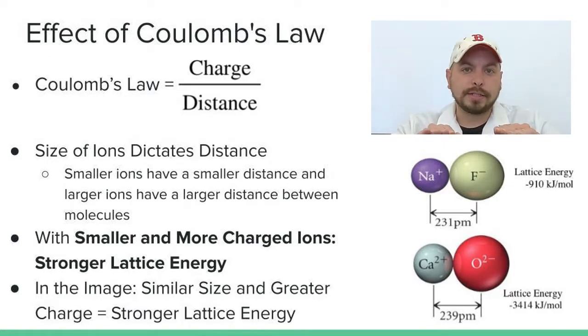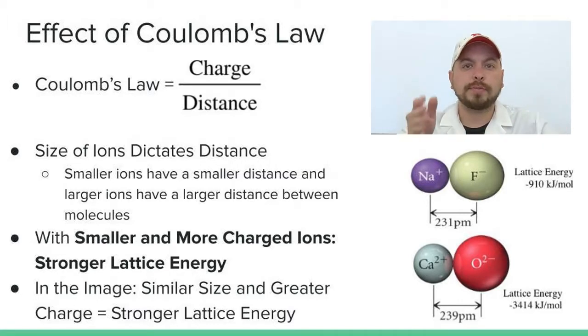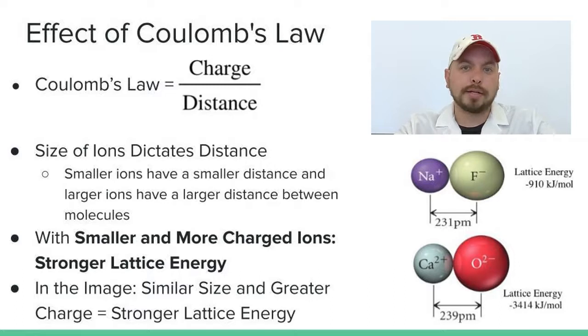Now, the distance in an ionic bond is dictated based on the size of the ions themselves. So a larger ion versus a smaller ion. Larger ions would have greater distance between, right, versus a smaller ion which would have a lesser distance between. The greater the distance, the less the force of interaction is overall. The smaller the distance, the greater the force of interaction is overall. So in general, our rule of thumb for crystal lattice energy, which would be the energy of an ionic bond, is the smaller the ions and the more charged the ions, the stronger the lattice energy, or the stronger the energy of the ionic bond.